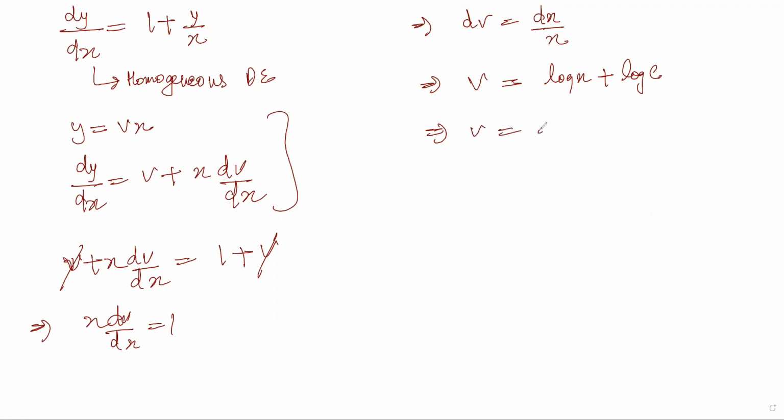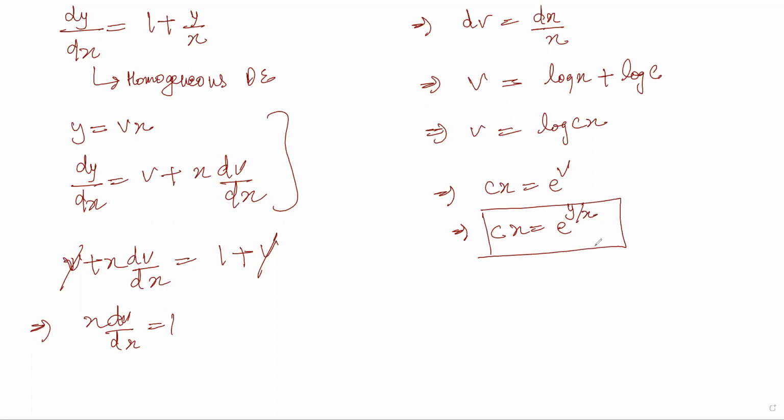So you get v is equal to log of cx. Now you get cx is equal to e to the power v, right? In place of v, we can use y by x, so this is cx is equal to e to the power y by x. That is the answer. That is the solution of this given D.